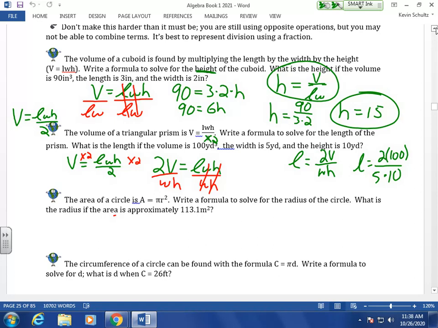What's the length of this triangular prism? It is 4. Good. 200 divided by 50.